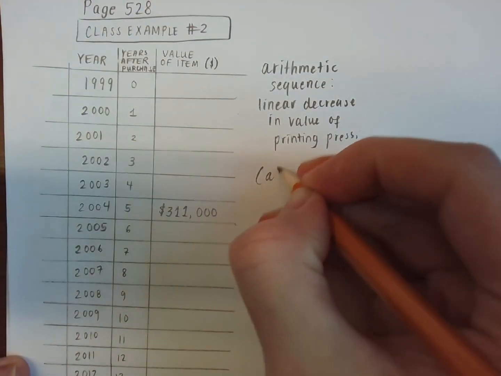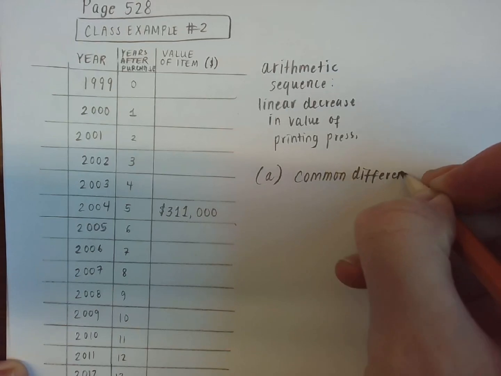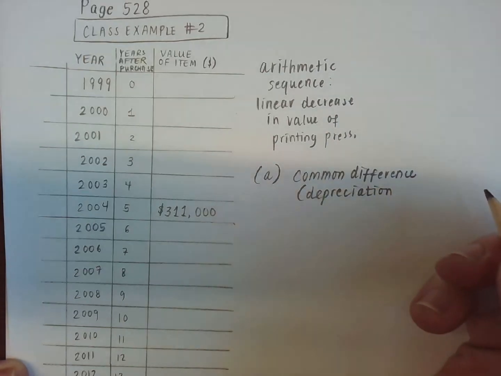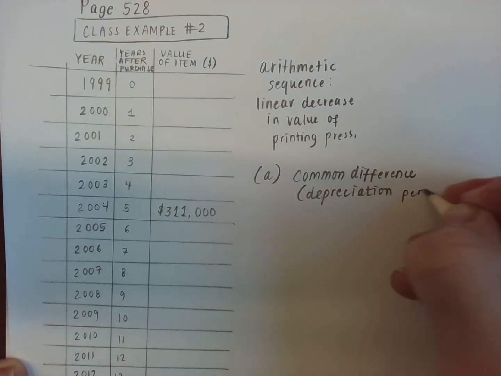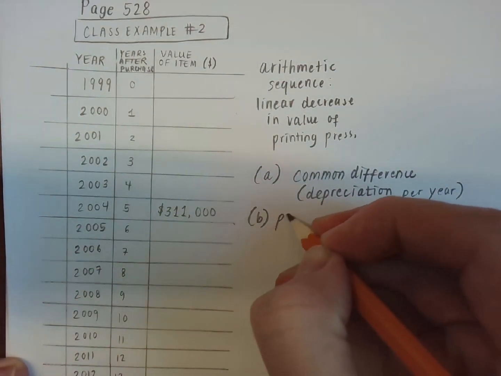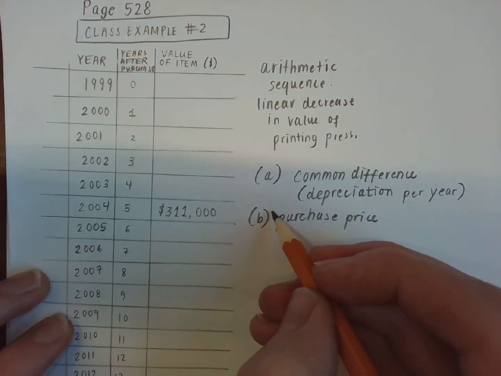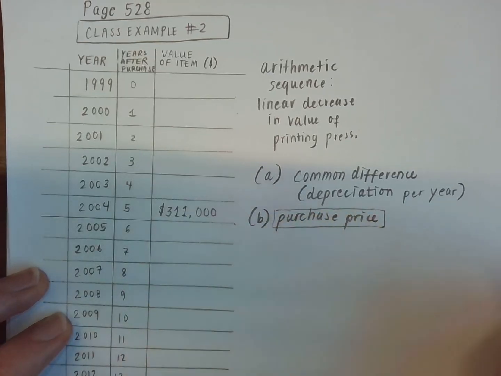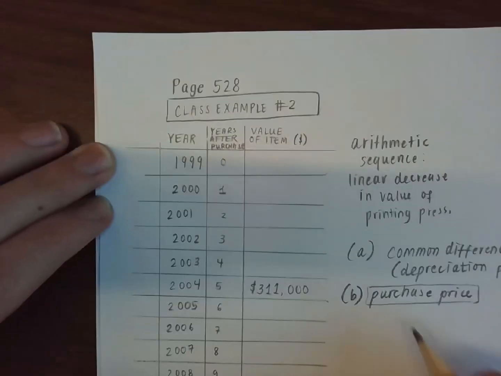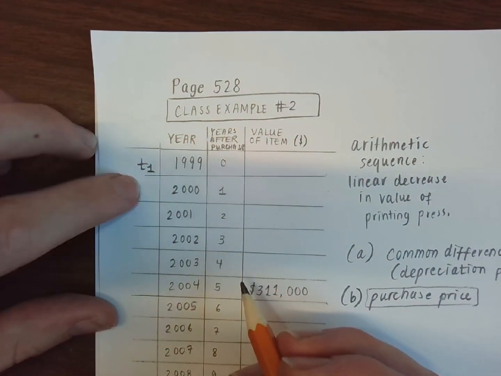Part A is asking me to find the common difference, the depreciation per year. B is asking me to find the purchase price. Because it's asking me to find the purchase price, I probably want to set up my sequence so that this is my T1, right? Because I want to solve for T1.